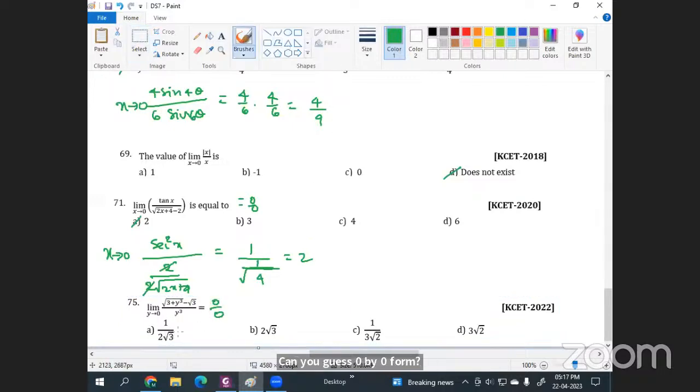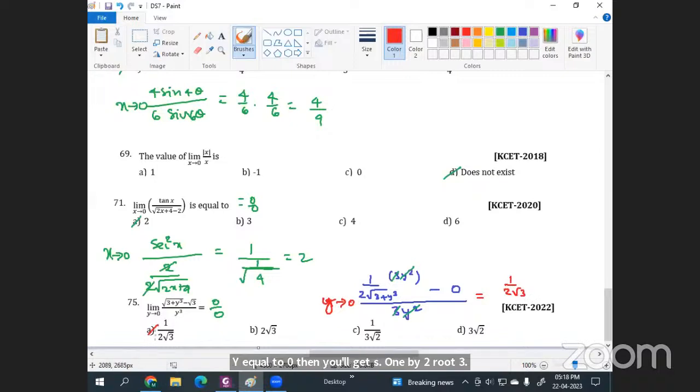0 by 0 form, apply L'Hospital rule. Then you are getting the derivative of this one as 1 by 2 root 3 plus y cube into the derivative of y cube, which is 3y square, minus 0 by 3y square. So here y square will get cancelled, 3 will get cancelled. Put y equal to 0. Then you will get 1 by 2 root 3 as your answer. First option is the right option.